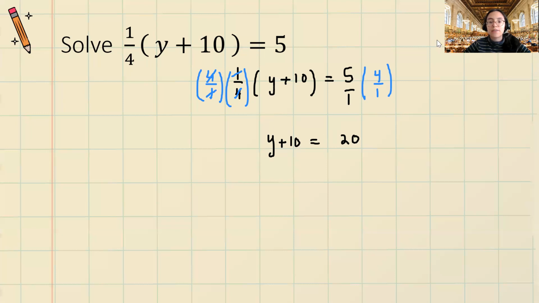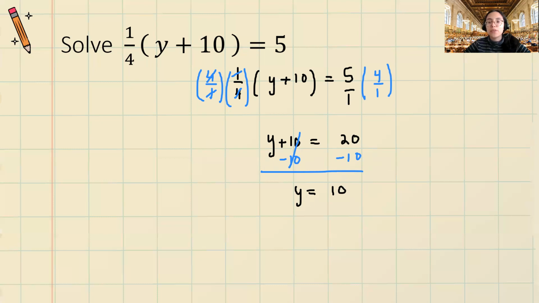I'm adding 10, so instead I'm going to subtract 10 from both sides. These 10s will cancel, and then I can bring down my variable by itself. And 20 minus 10 is just 10, because this 20 is positive, and so y equals 10 is my answer.